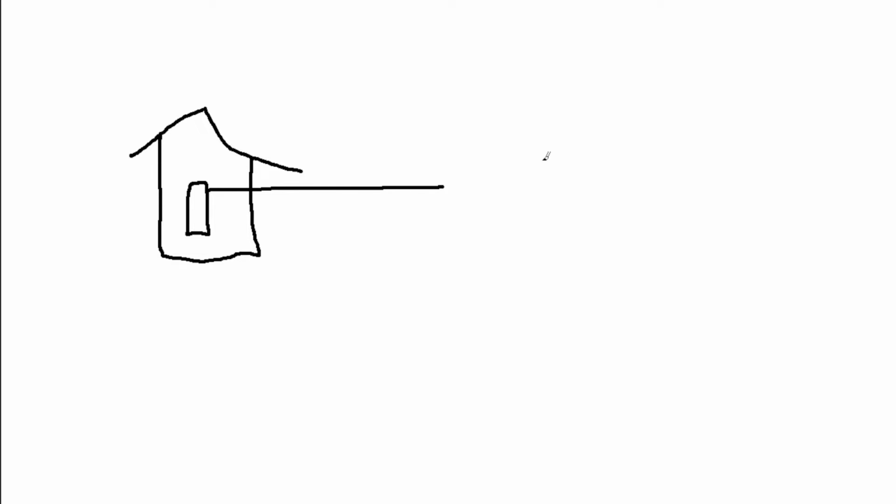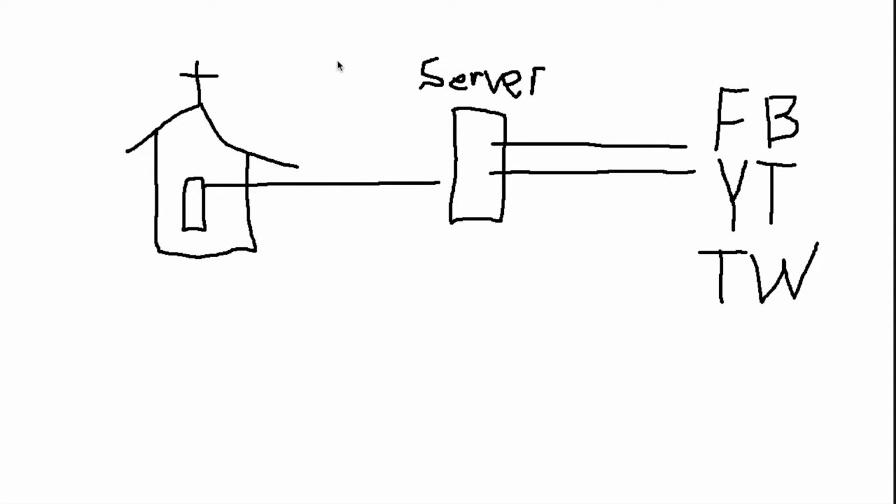And that single source is going out to a server. We're going to call that a server. The way our setup works is you just send a single signal out of your building. Your computer processes that single signal, sends it out of your building via your internet provider, and it goes to our server. And then we do all of the processing from there to YouTube, Facebook, Twitter.